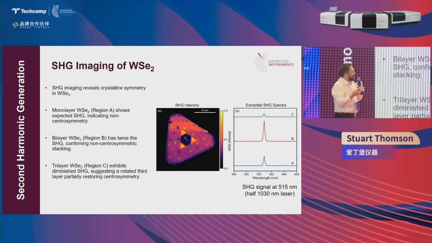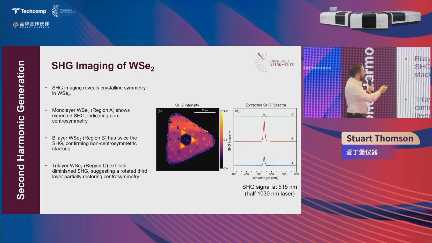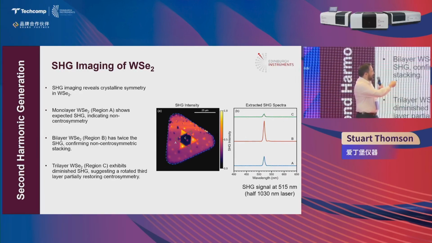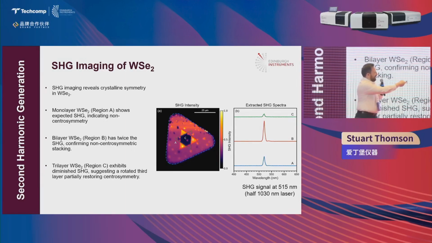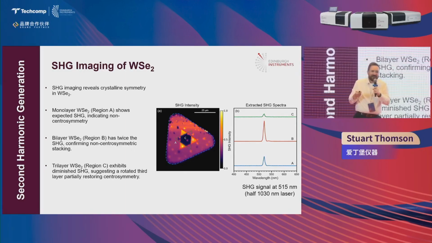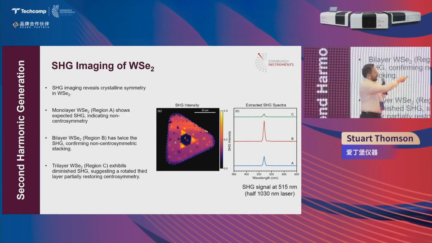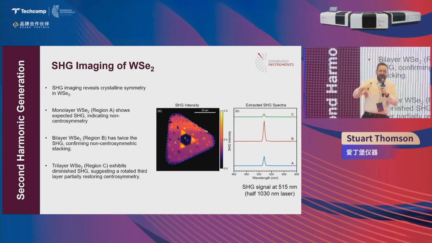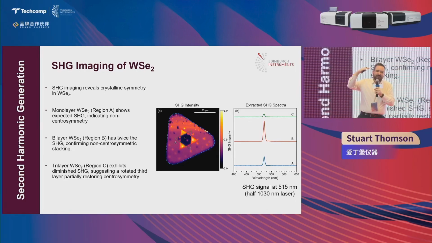And an example of SHG imaging is this tungsten diselenide. And so we can see that in region A, we have an SHG response at 515, which is exactly half the 1030 nanometer laser. In region B, we've got double the intensity of our SHG response. So this shows you that the layer A and layer B are aligned with each other.